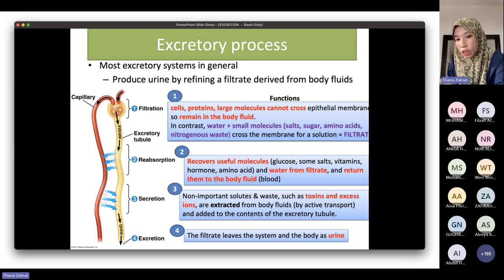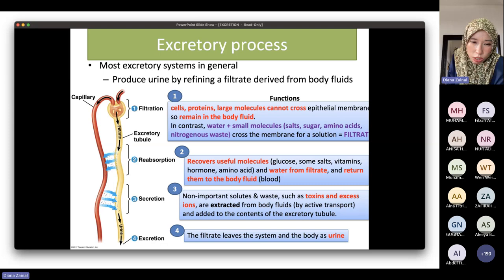So the three things are the plasma protein, the platelets, and also the red blood cells. These three things cannot diffuse out. They're going to remain in your blood and go back out through the efferent arteriole. That's why these three things should not be in your filtrate and also should not be in your urine, because they're too large. If they are present, something's wrong with your kidney.